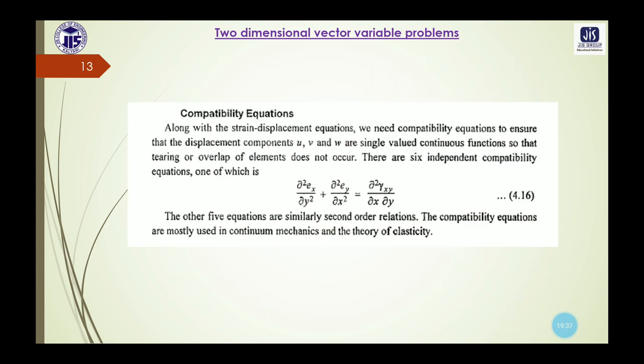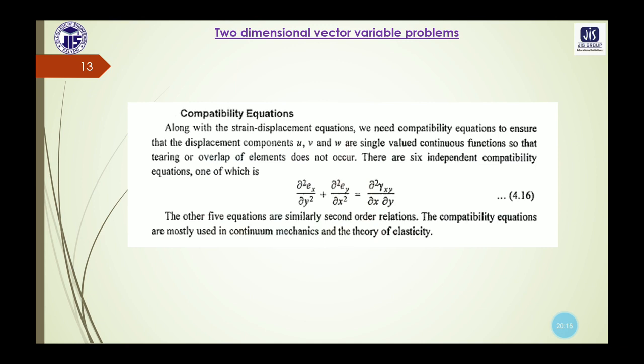Next, we have the fourth basic set of elasticity equations, which is known as the compatibility equation. Along with the strain displacement equation that we have seen earlier, we need compatibility equations to ensure that the displacement components u, v and w are single valued continuous functions, so that tearing or overlap of elements does not occur.